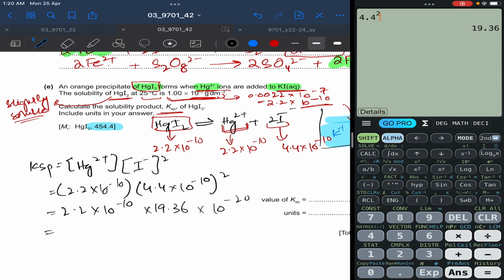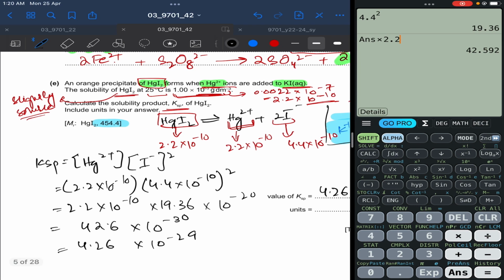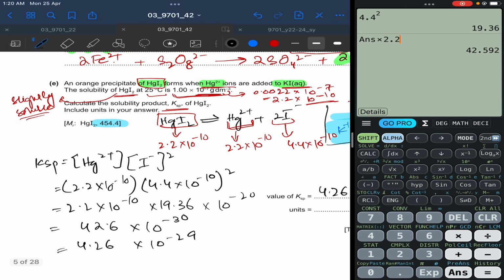So 19.36 multiplied by 2.2 is 42.6 into 10 power minus 30, or this would be equal to 4.26 into 10 power minus 29. So the value of KSP is 4.26 into 10 power minus 29, and the unit would be moles per dm cube.